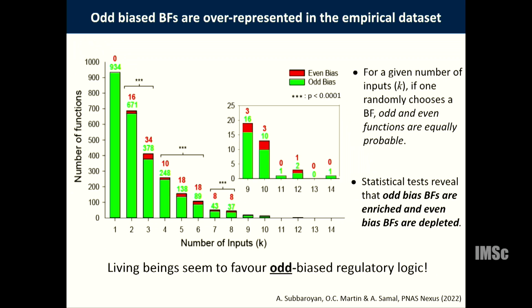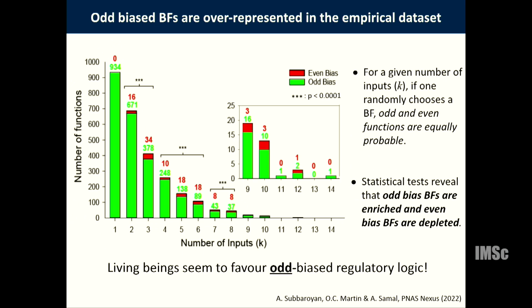The first question we asked is a very simple question. I don't think anybody had asked this. I showed in that two-dimensional graphic with the schematic that half the functions are odd bias and half the functions are even bias. So I was curious, how probable is it to find that? If you choose a function randomly, then you have equal probability of finding an odd bias function and an even bias function. But when we looked at the real data, the green are the odd bias functions and the red are the even bias functions. Overwhelmingly, almost every function was an odd bias function.